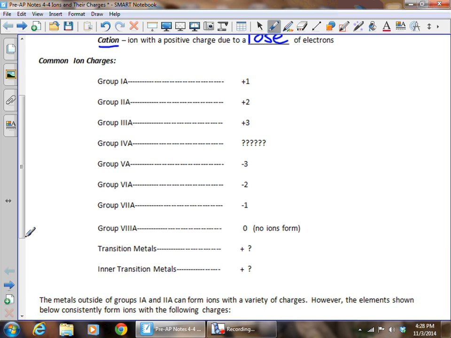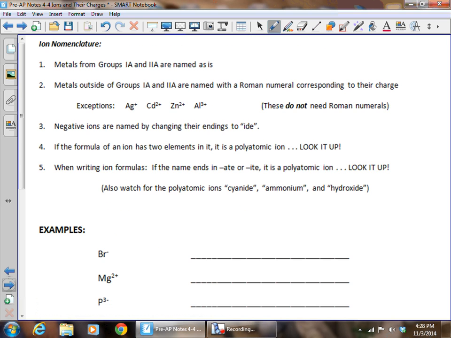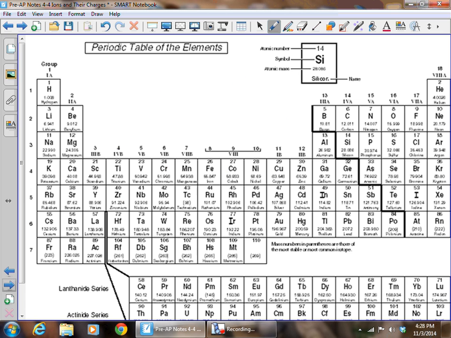Now I've got it in writing here, but what I want you to do is to get out your periodic table, the same one that you put all of your group names and things like that on when we were doing the periodic table notes last time. And let's flip a little bit through here and let's label this.